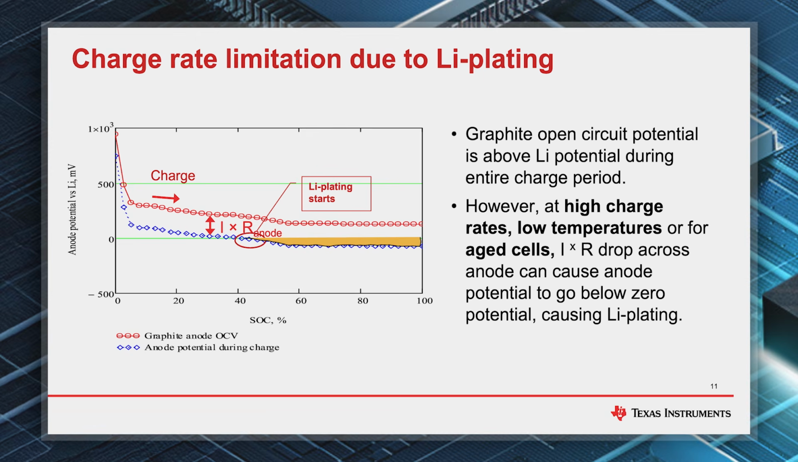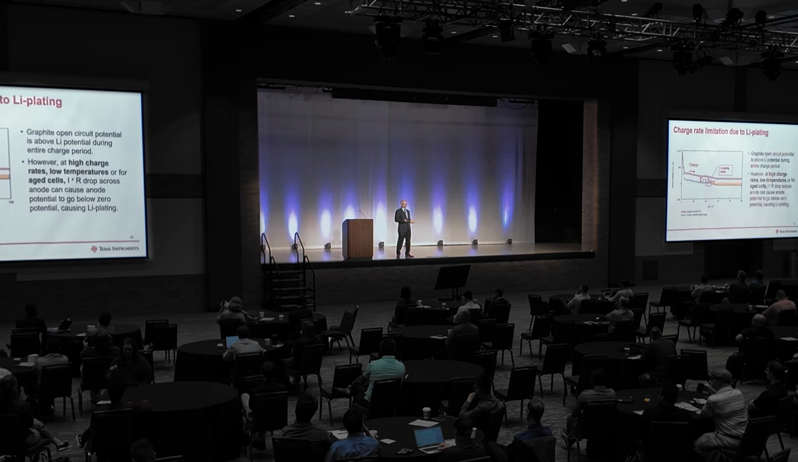Now, in the normal cells, you will switch from your CC charging to CV charging earlier than you reach this threshold. But when battery ages, the anode impedance will keep increasing, and eventually it will reach a point where you will start having this lithium plating even if you use the specified charging rate. And that is basically the point where you have an exponential drop-off of capacity.